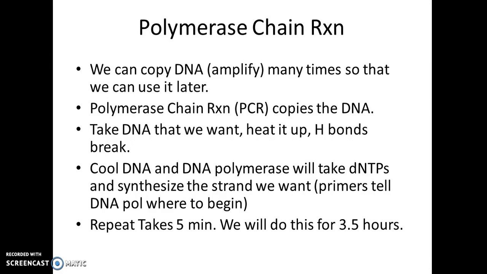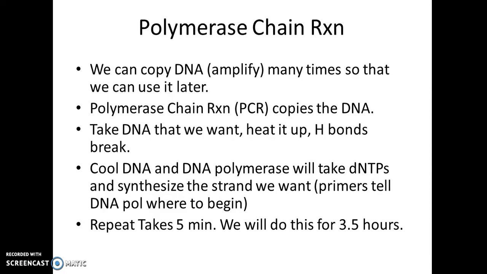So we take the DNA that we want, we heat it up. The hydrogen bonds break. So the DNA strands separate. Now you have two single strands of DNA. If we cool the DNA and allow DNA polymerase to do its job with deoxynucleotides, we can synthesize the strand of DNA that we want. Basically, we synthesize primers, put them in with everything. The primer, remember, is the start sign, and DNA polymerase will start replicating from the primer on.